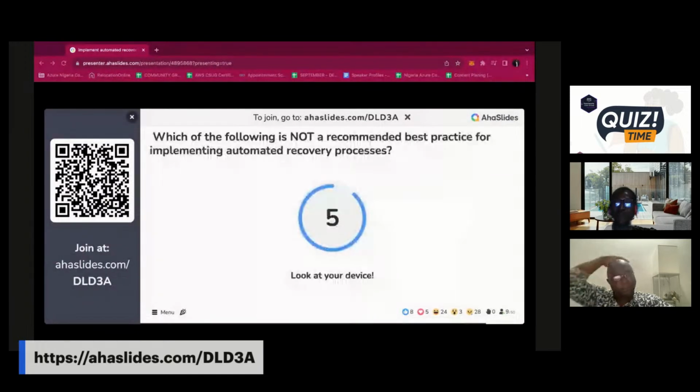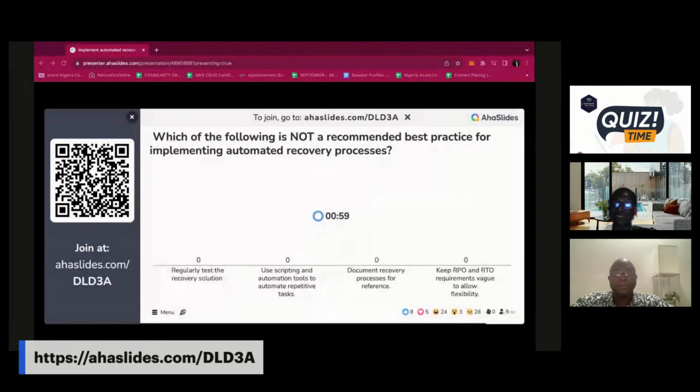Let's see. Well, the last question: which of the following is not a recommended best practice for implementing automated recovery processes? One, regularly test the recovery solution. Use scripting and automation tools to automate repetitive tasks. Document recovery processes for reference. Keep RPO and RTO requirements vague to allow flexibility. Which of the following is not a recommended best practice for implementing automated recovery process?